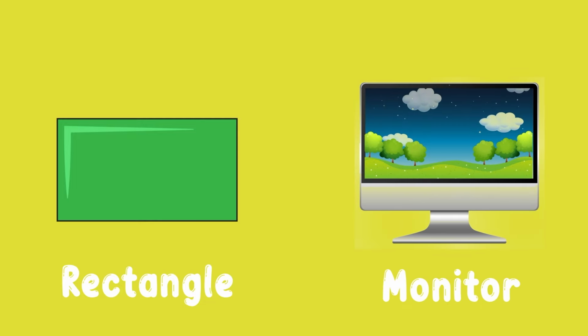Next, we have the rectangle. It has two long sides and two short sides. You might see rectangles in things like a monitor and TV.